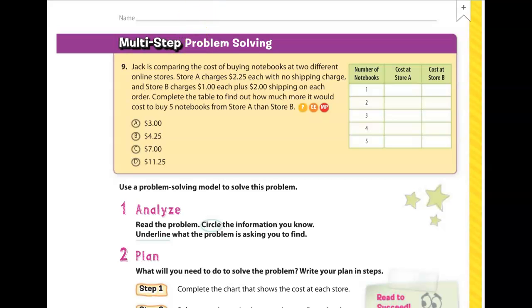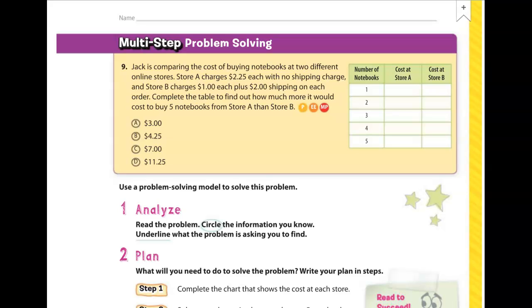Number 9 says that Jack is comparing the cost of buying notebooks at two different online stores. Store A charges $2.25 each with no shipping charge. Store B charges $1 each, but then charges $2 on each order. Complete the table to find out how much more it would cost to buy 5 notebooks from store A than to buy from store B.